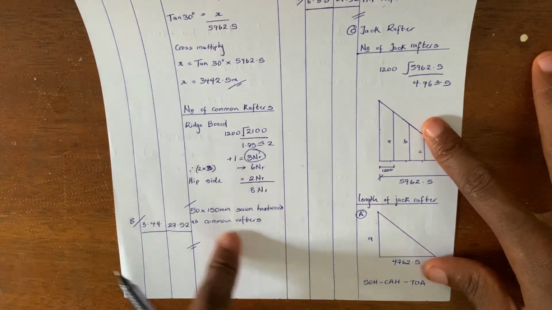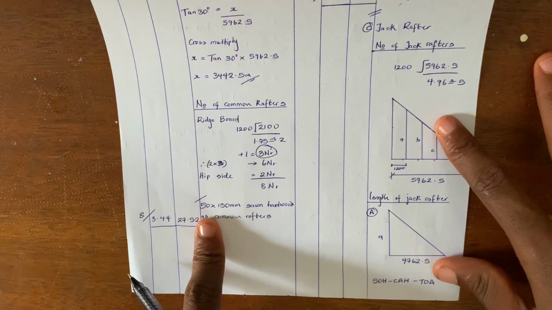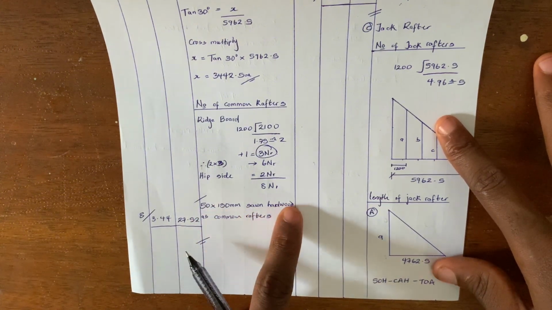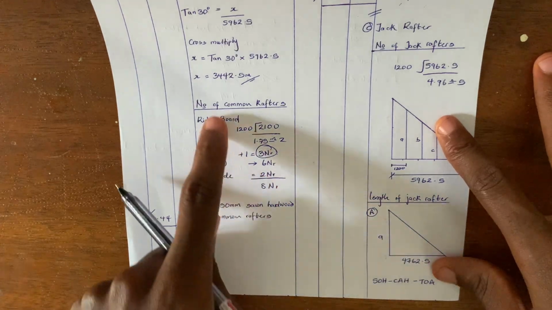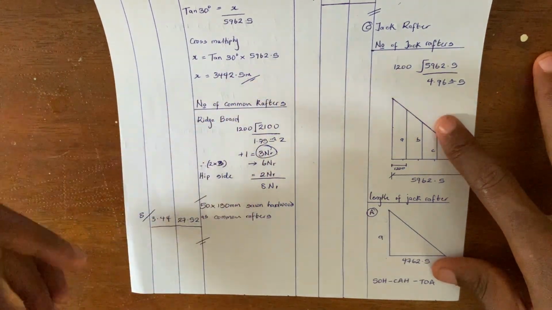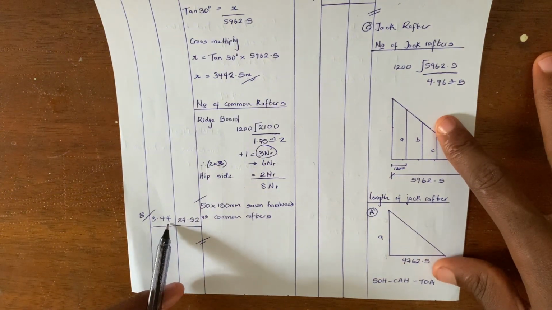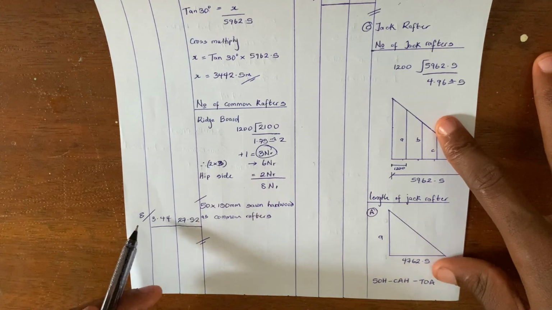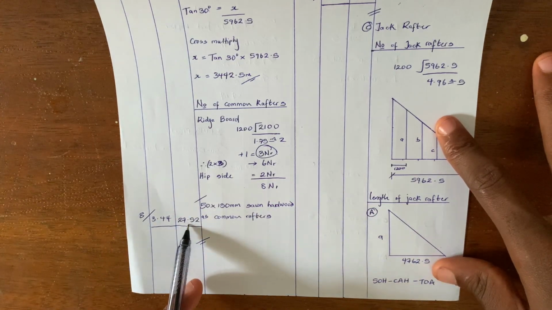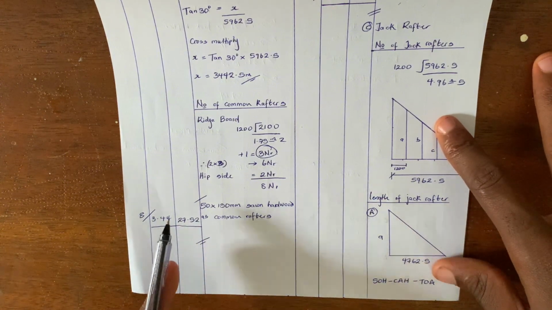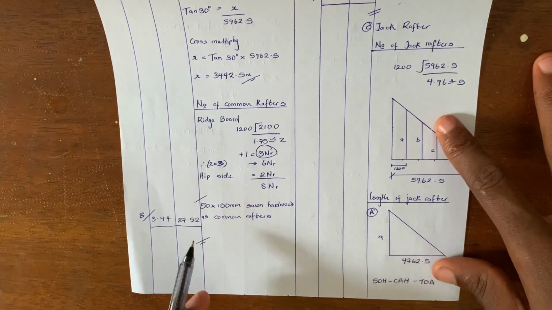Then we describe. The specification states that the type of wood we use is 50 by 150. So you write 50 by 150 mm sawn hardwood as common rafters. What did we get as our span? 3,442.5. We divide it by 1,000. That's 3.44. Multiplied by the number, which is 8. That is this. It will give us 27.52. When you multiply 8 times 3.44, it will give us this. Doing this, you measured for your common rafters.